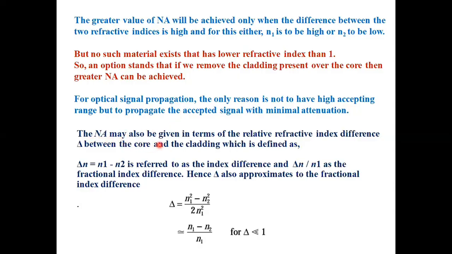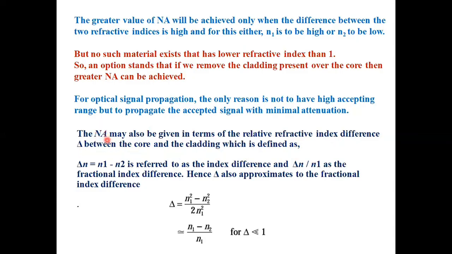Now let us go on to numerical aperture, which may also be given in terms of the relative refractive index difference, delta, between the core and cladding refractive index. See here, delta is nothing but the relative refractive index difference between N1 and N2.